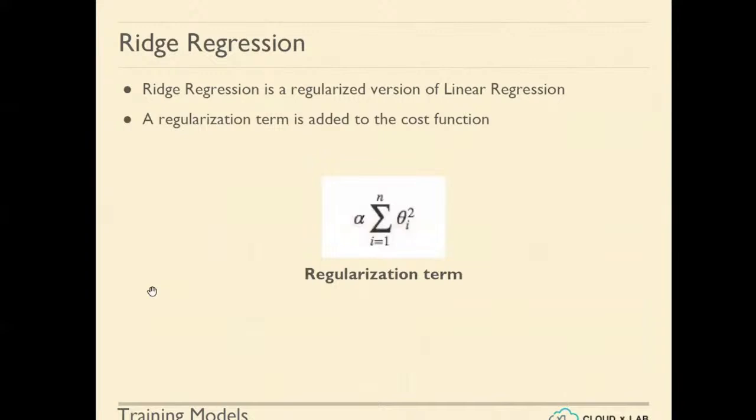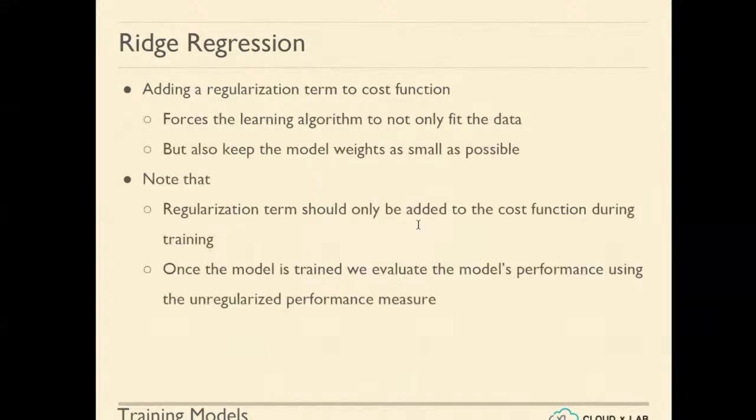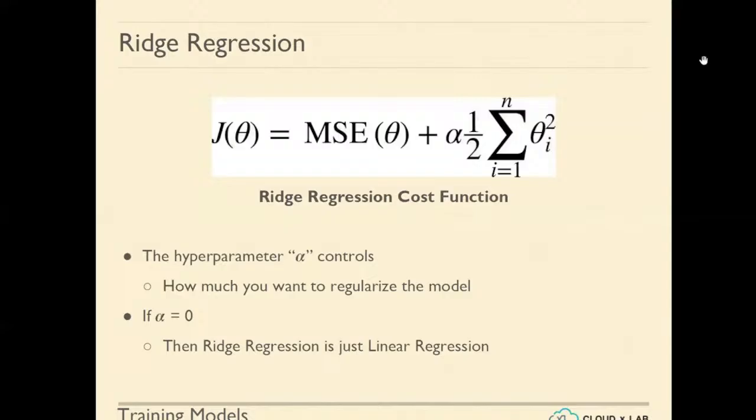Okay. So in ridge regression, we will use L2 regularization, right? So we will use a square term. Adding a regularization term to the cost function forces the learning algorithm to not only fit the data, but also keep model weights as small as possible, right? Because here we are adding the square of theta i, which means now the optimizer will focus on both terms. It will focus on the MSE part, and also on the second term.